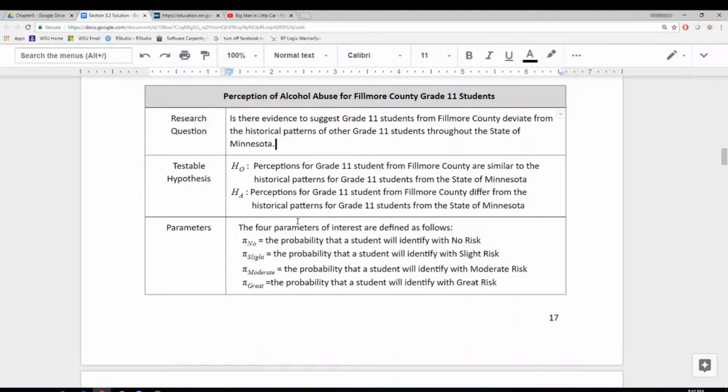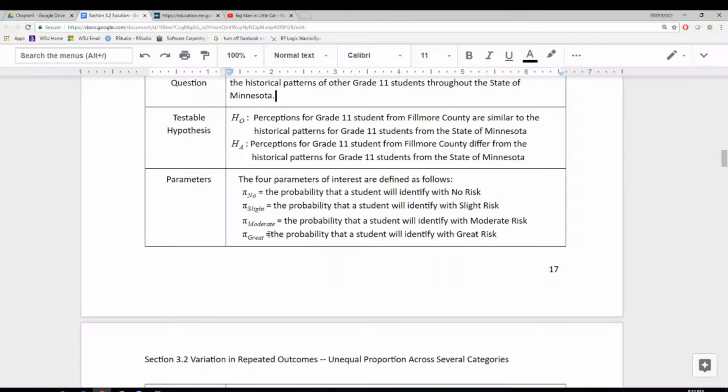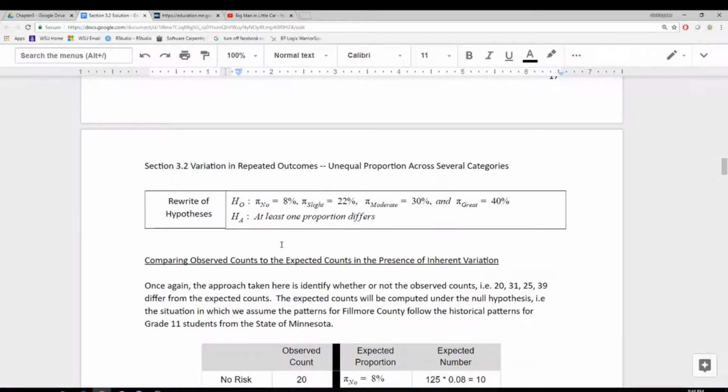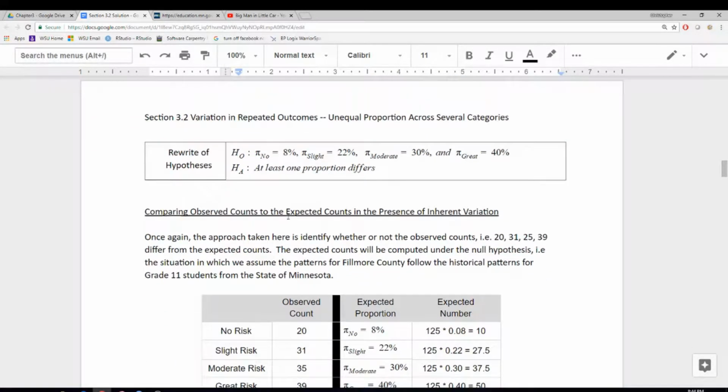So I'm going to have, again, 4 different parameter values for this particular example. I'm going to have the probability that a student will identify with no risk. And again, the historical patterns for the state of Minnesota, that is going to be set to 8%. For the slight risk, that will be set to 22%. For the parameter for moderate risk here, that one is going to be set to 30%. And then the parameter for great risk will be set to 40%. So we can go ahead and construct a composite hypothesis with those percentages again. That's what we've done here on the top of page 18.